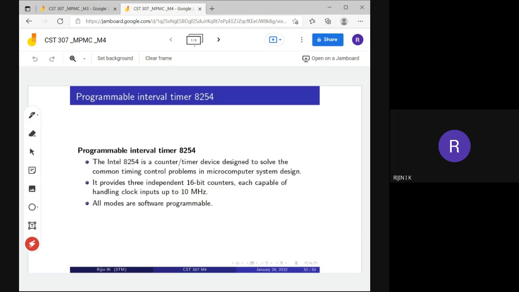Also this programmable interval timer, that is 8254, can operate in different modes. Almost 6 modes are there, and all these modes are software programmable.